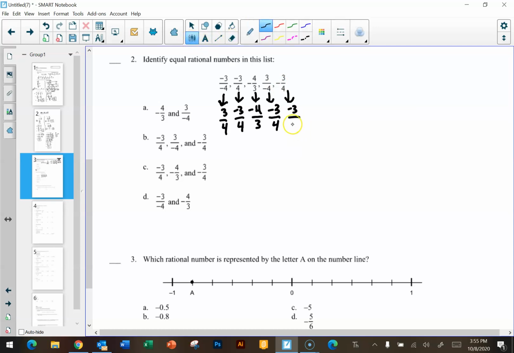So if we look at all of these numbers that I've sketched out, which are the same? Negative 3 over 4, negative 3 over 4, negative 3 over 4. So the numbers that are all equal are negative 3 over 4, 3 over negative 4, and negative 3 over 4, so it's B.